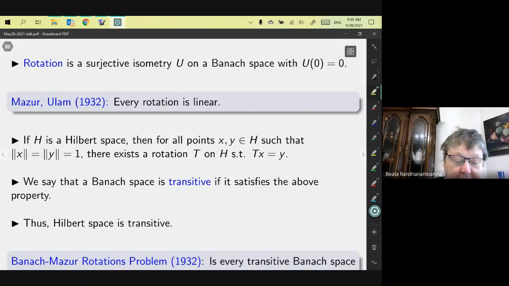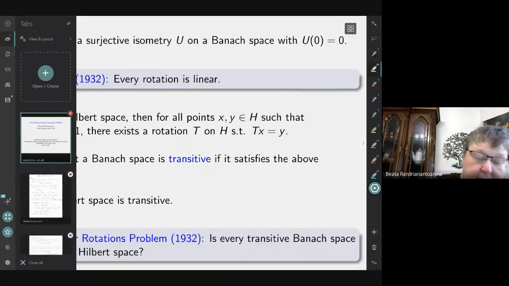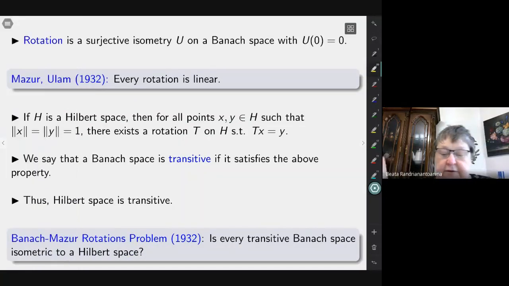Our question is, is it true that every transitive space... I need to adjust something here, I apologize. I think I wanted to do this, yes. Then you can see the whole slide.